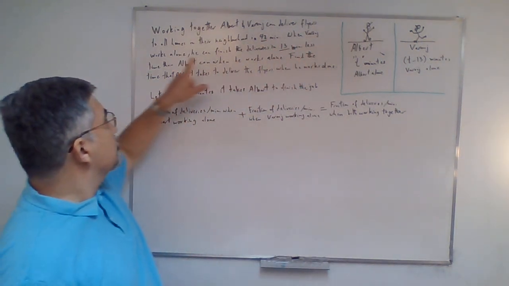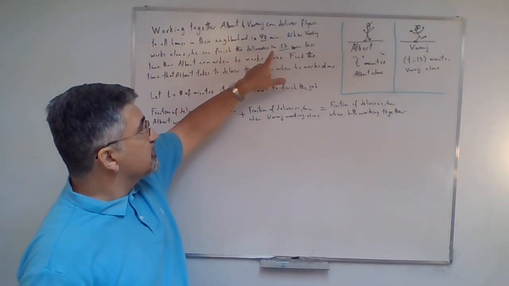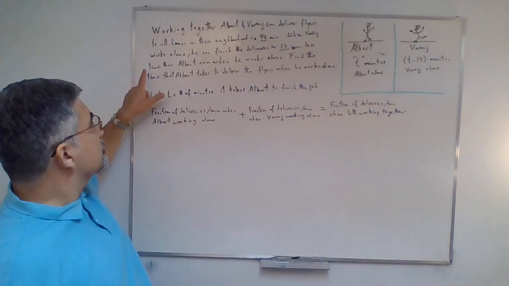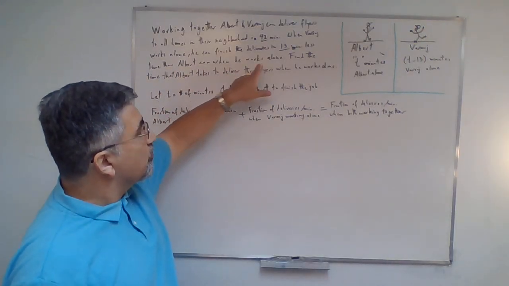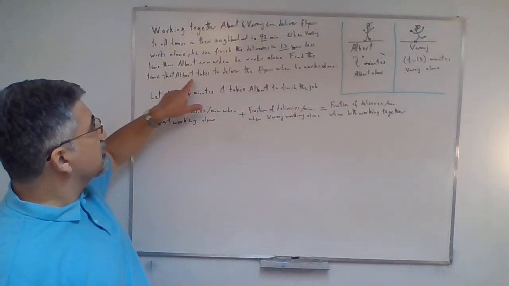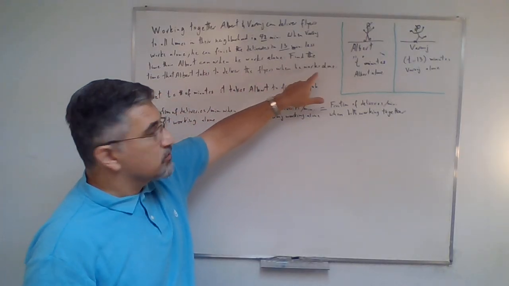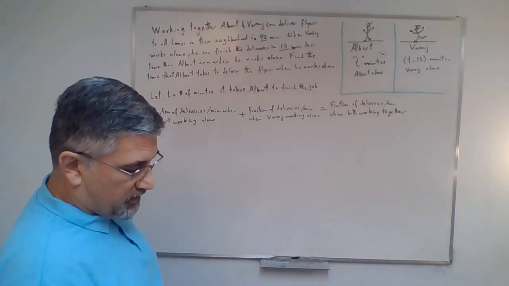But when Varouche works alone, all by himself, he can finish the deliveries in 13 minutes less time than Albert can when Albert works alone. Okay? So it says find the time that Albert takes to deliver the flyers when he works alone. All right? So that's what we want to find here.